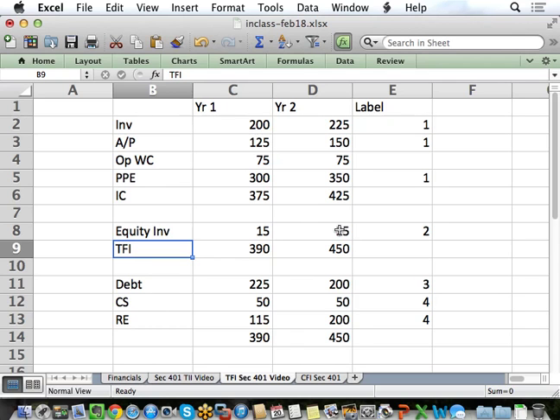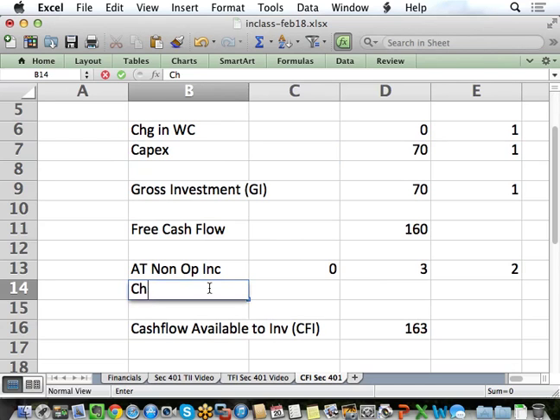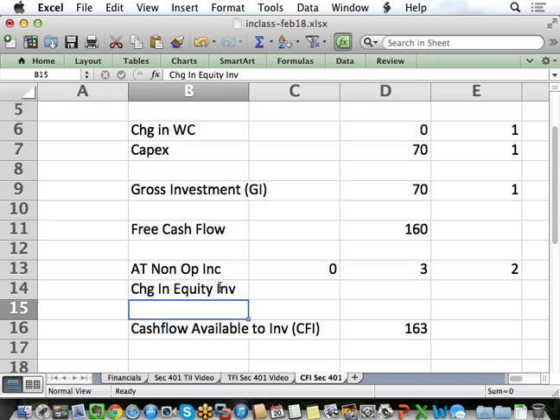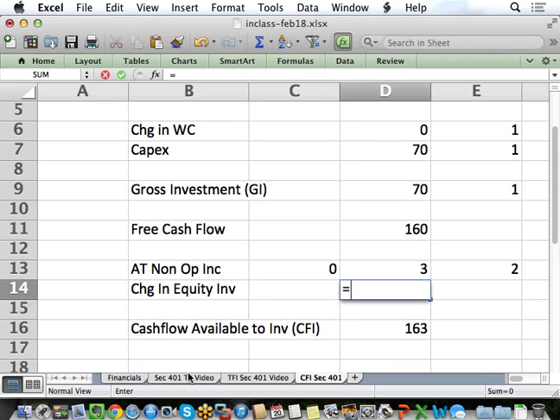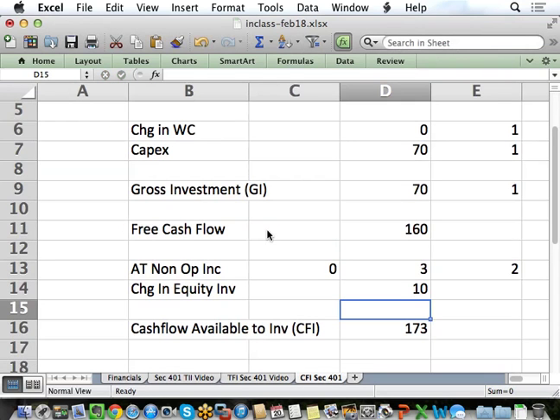Did that add to or subtract from our TFI? It's actually going to reduce the cash that we can pay out to our investors. So what I'm going to do here is say, okay, we have a change in equity investments equals 25 minus the 15. It went up by 10, but it's not actually adding to my CFI.